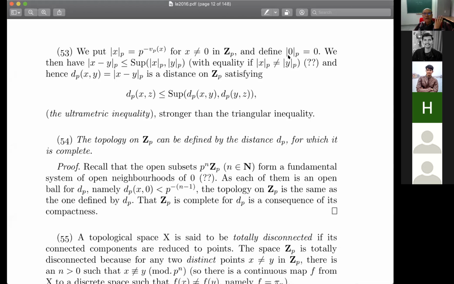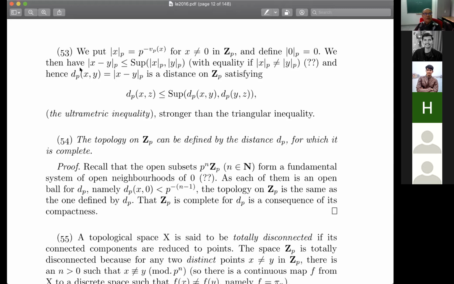Notice that the absolute value of 0 is 0, that's natural. But the absolute value of p itself, what is it? If I put x equal to p here, then I get p to the power minus Vp of p. Vp of p is, of course, 1. So it's p to the power minus 1. So the absolute value of p is 1 over p. The absolute value of p squared is 1 over p squared. That's smaller than the absolute value of p. The absolute value of p to the n is 1 over p to the n. So, in fact, the higher the power of p, the closer the absolute value is to 0.